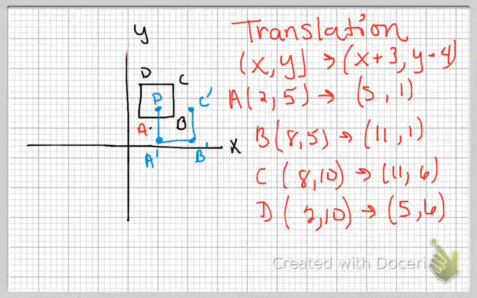And you can see that the shape just kind of moved down a little bit and to the right. It moved to the right and then down, just as it describes in the algebraic representation.